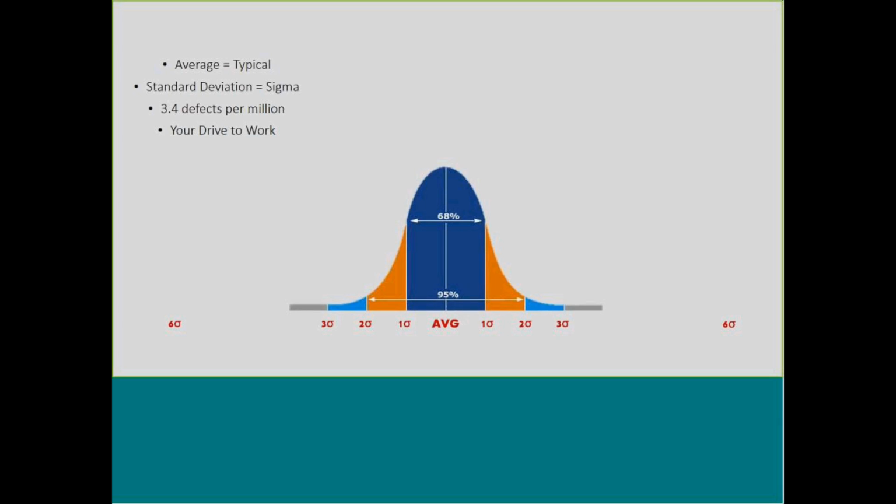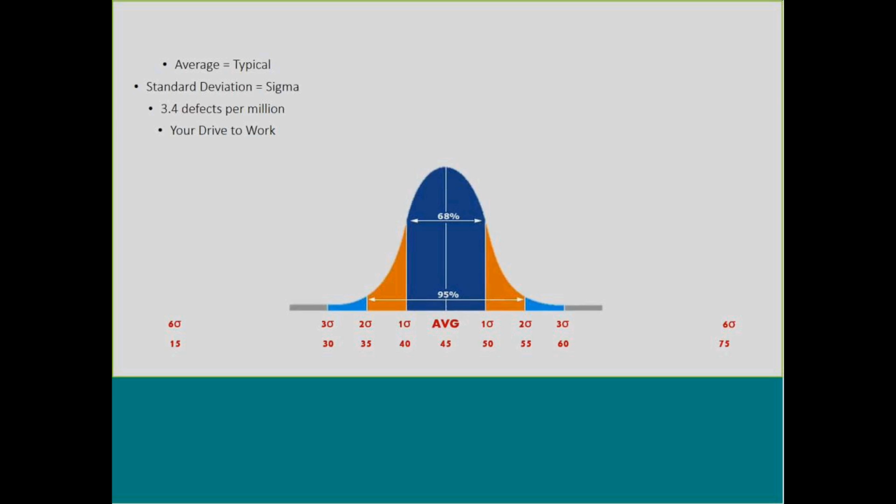95% of your data falls within two standard deviations of your average, right? So again, if we go back to that example about your drive to work, if on average it takes you 45 minutes to drive to work with a standard deviation of 5 minutes, what you are effectively saying is that 68% of the time you leave your house, you will arrive to work between 40 and 50 minutes.